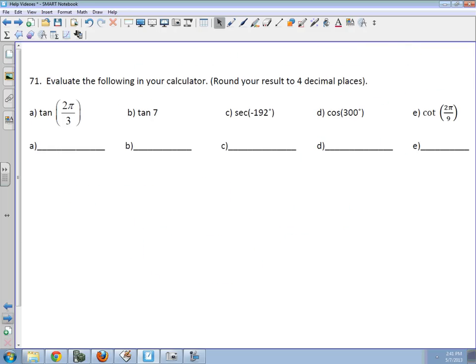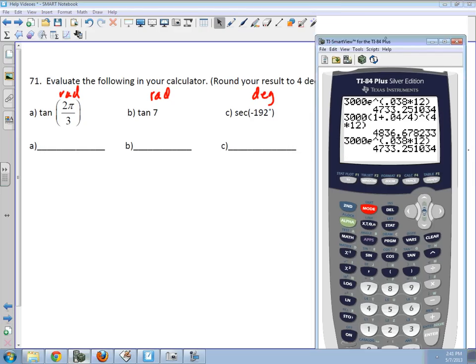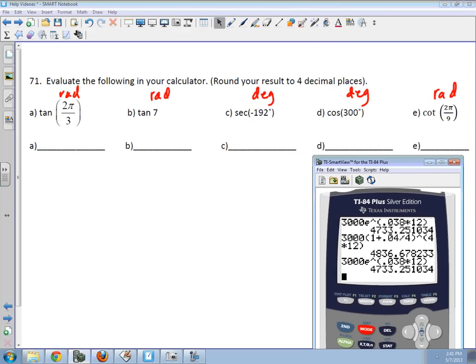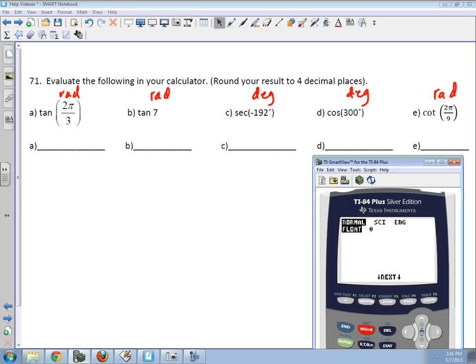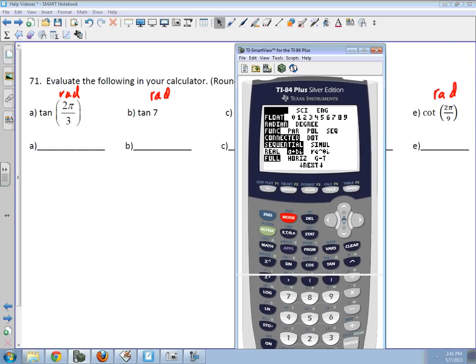Evaluate the following in my calculator. For these, you have to keep changing your calculator. These ones are in radians. Here's a radian, here's a degree, here's a degree, and here's a radian. So I'm going to change my mode. I'm going to do the ones that are in radians first, so you can kind of see. My calculator is already in radians. If I look at the mode, it's already in radians for A, B, and E.